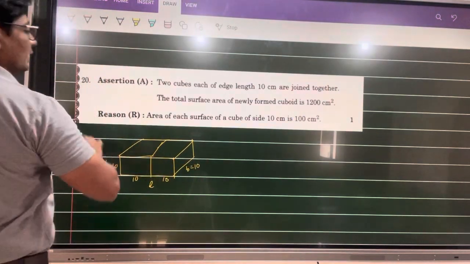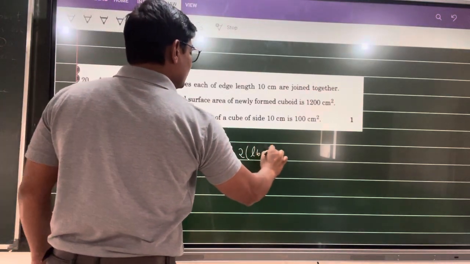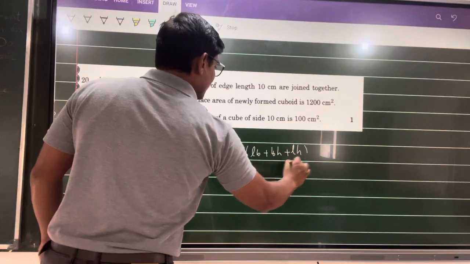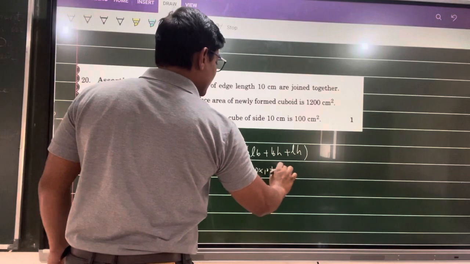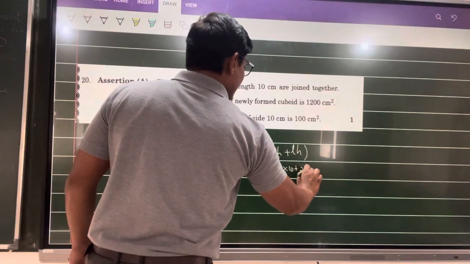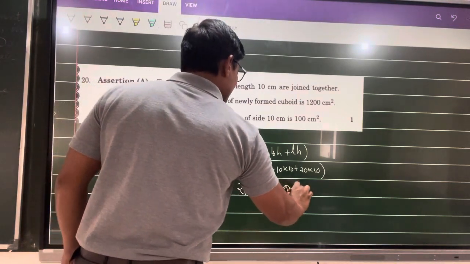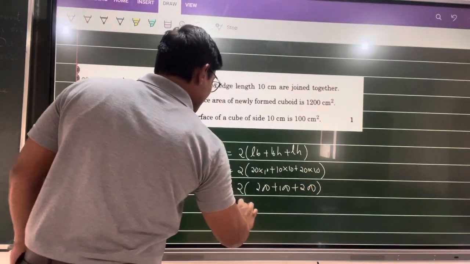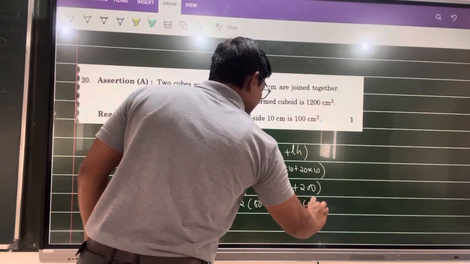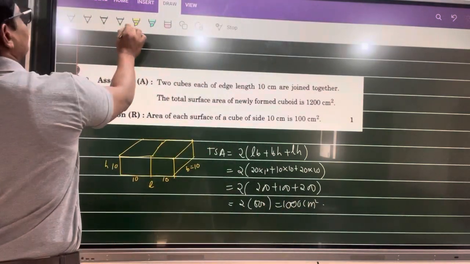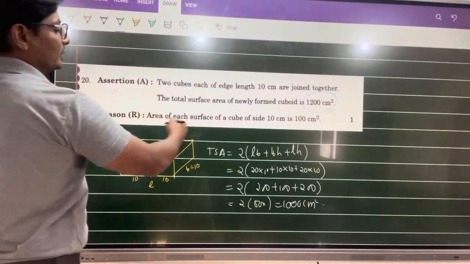Now what is the total surface area? The total surface area is given by 2 times LB plus BH plus LH. Substituting, 2 times, L is 20, B is 10, B is 10, H is 10, plus L is 20 and H is 10. So 2 times 200 plus 100 plus 200, which equals 2 times 500, which equals 1000 centimeter square. But the value given here is 1200, which is wrong. So the assertion is wrong and the reason would be correct.